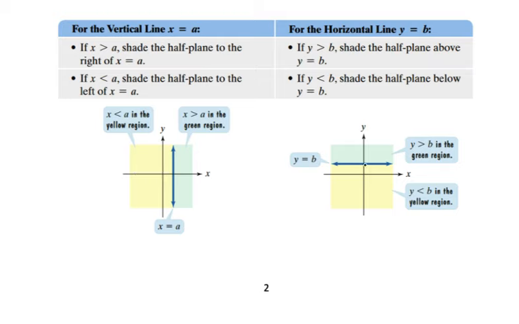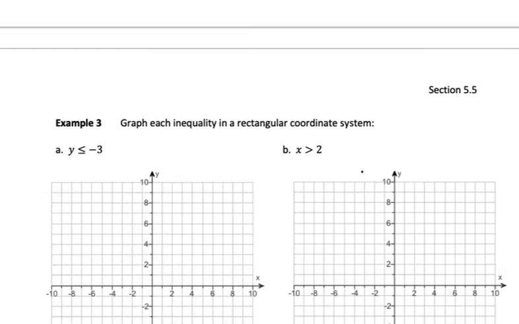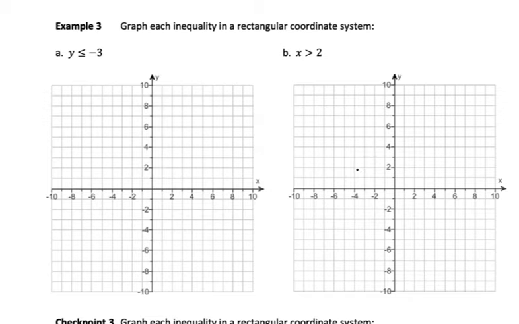Same thing for a horizontal line. So you have your horizontal line. If it's greater than b, it's going to be shading above the line because values on the y-axis greater than b will be above the line, and for less than b, you shade below the line. So we're going to do example 3. It says to graph each inequality. Our first one is y is less than or equal to -3.